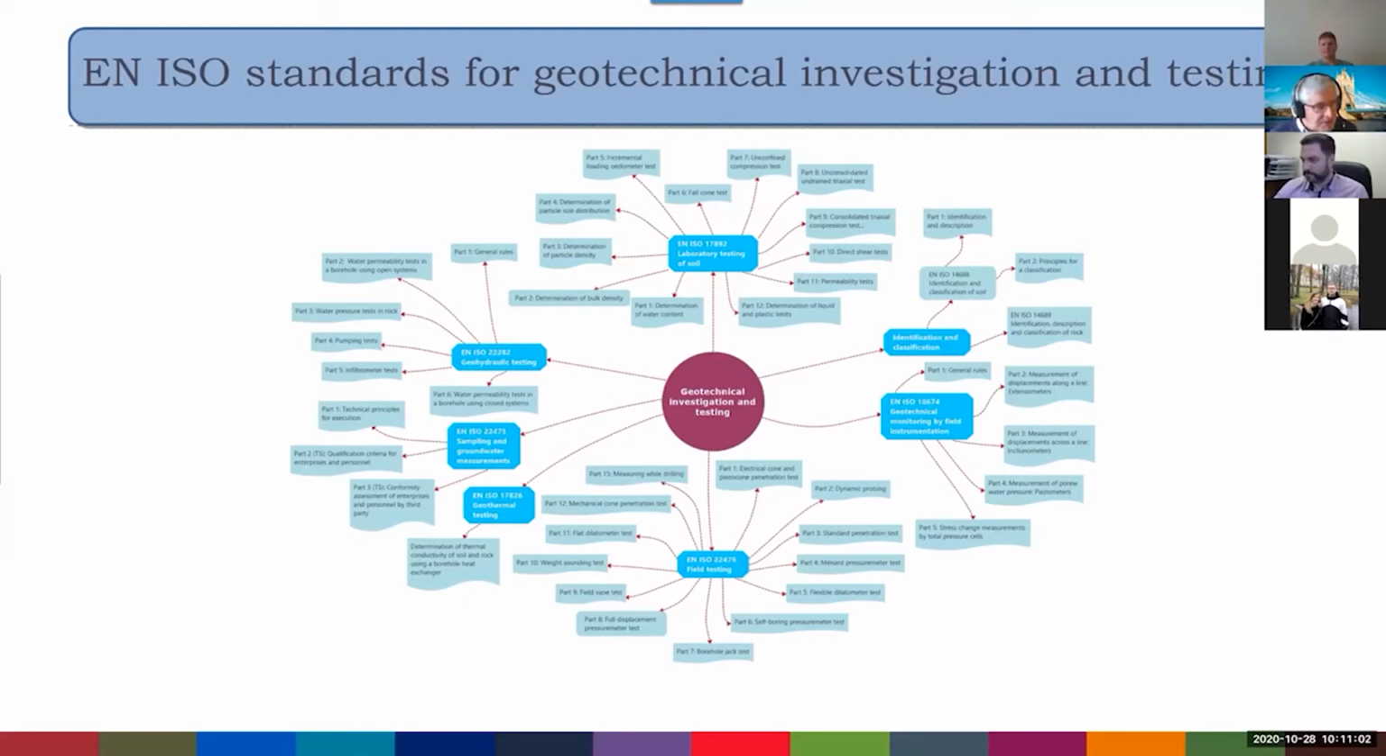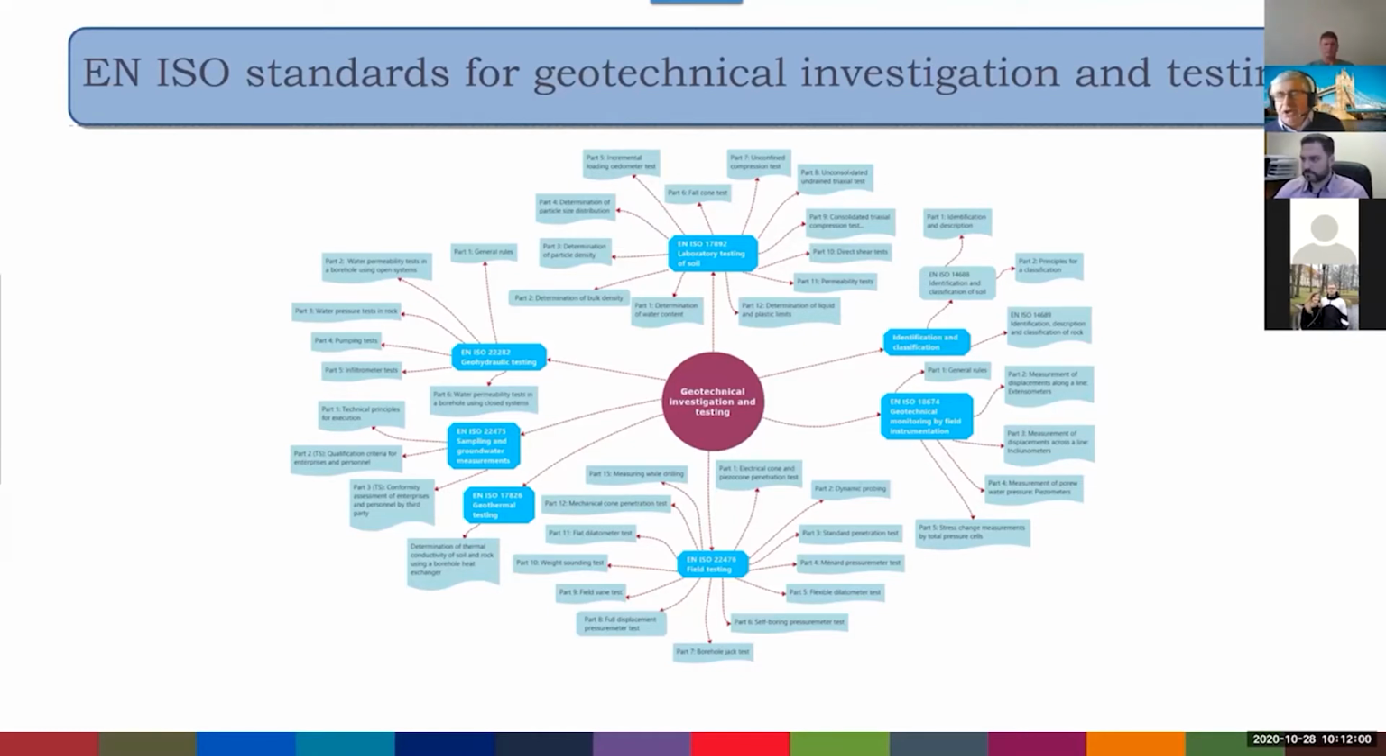So we've got electrical cone and piezo cone, dynamic probing, standard penetration test, Ménard pressuremeter test, flexible dilatometer, self-boring pressuremeter tests, which is used in the UK a lot, borehole jack tests, full displacement pressuremeter tests, field vane tests, something called the weight sounding tests, which I had never heard of, but apparently is used in Sweden quite a lot, flat dilatometer test, the old type mechanical cone penetration test, and then other measuring methods during drilling. So all of these describe the test, how it's conducted, what measurements you take, and in some cases tell you how to convert those measurements into geotechnical properties such as strength and stiffness. So that's, again, all very valuable.